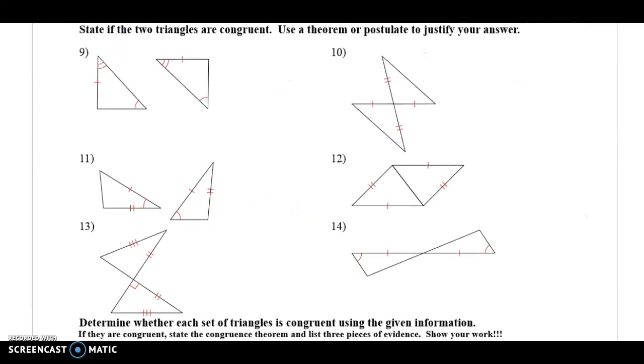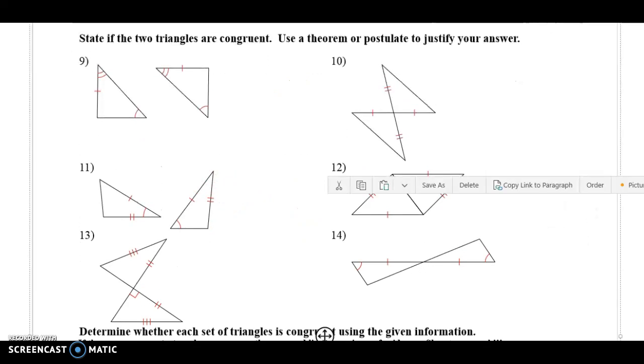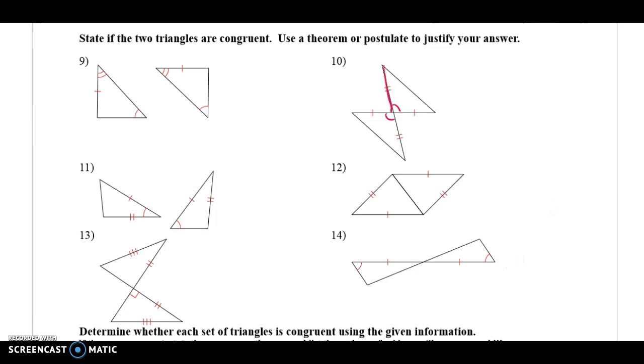State if the two triangles are congruent, state the postulate. For number 10, vertical angles we always mark, therefore we have side, angle, side. Number 12, we always mark that middle shared side, so we have 1, 2, 3 sides, 1, 2, 3 sides, so it's side, side, side.